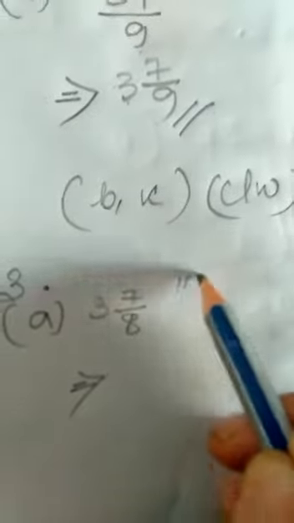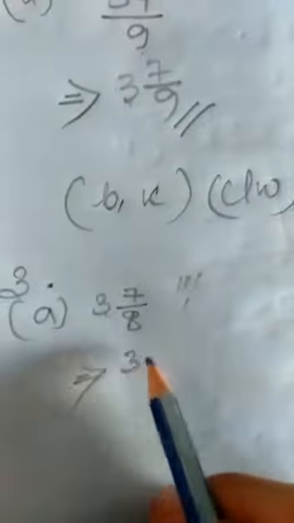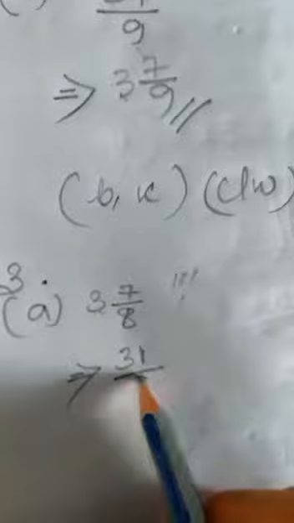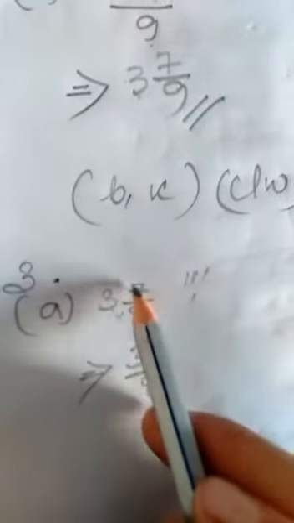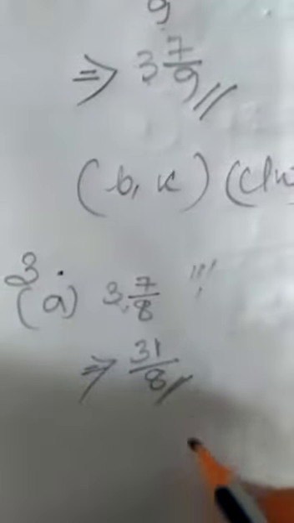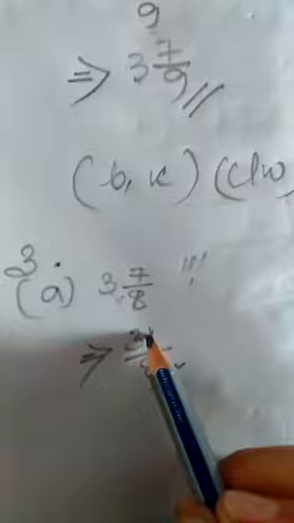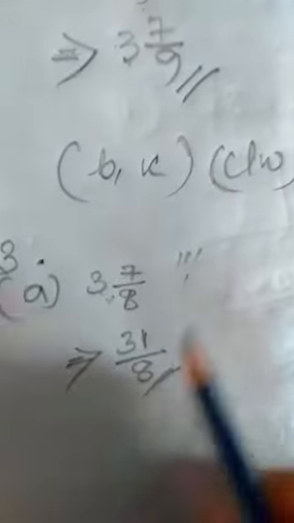3 8s are 24, right? 3 8s are 24 plus 7: 24, 25, 26, 27, 28, 29, 30, 31. So I got 31 by 8, the denominator will be the same, okay? Multiply these two digits. What answer do you get? You have to add that answer with this. So I got 31 by 8. This is our improper fraction. Numerator greater than denominator, that means improper, right?